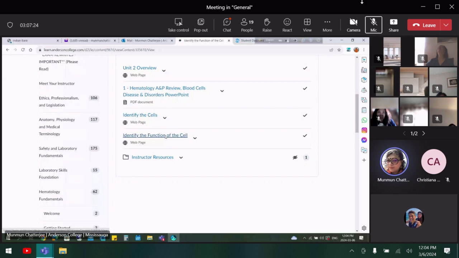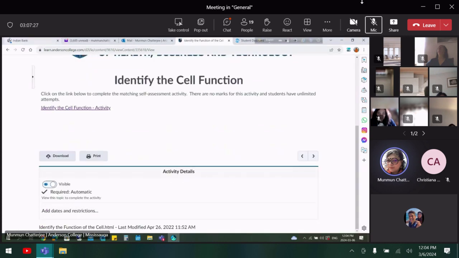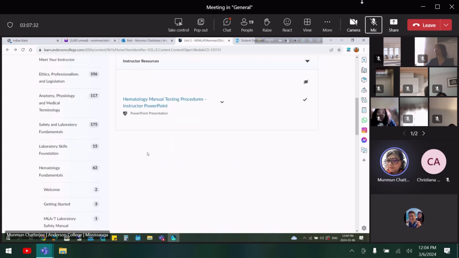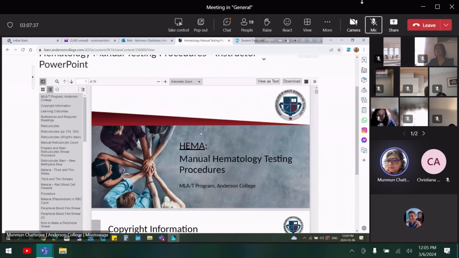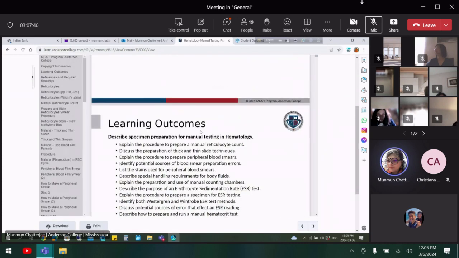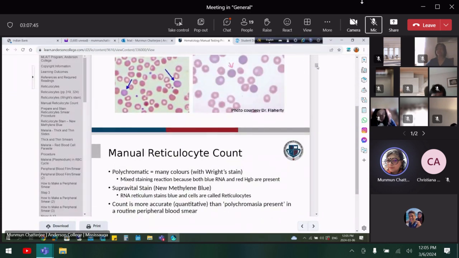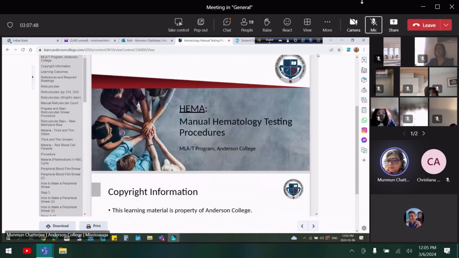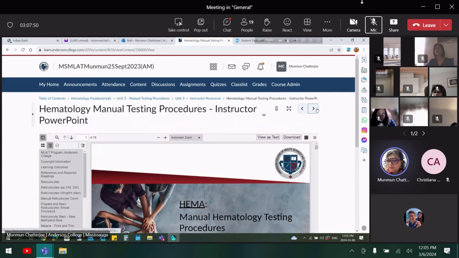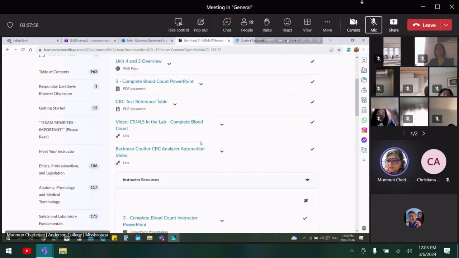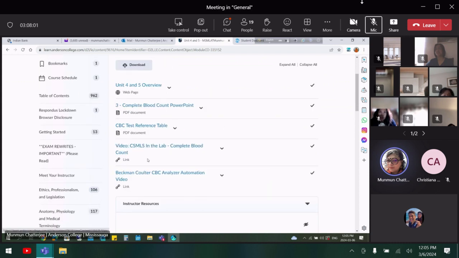Identify the cell function. Okay, so this one you guys have to do. This one I did, okay. PowerPoint. Complete Unit 4 and 5.